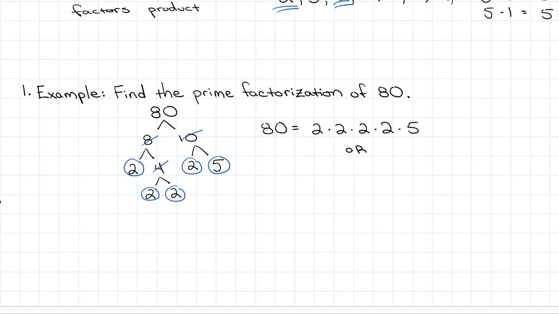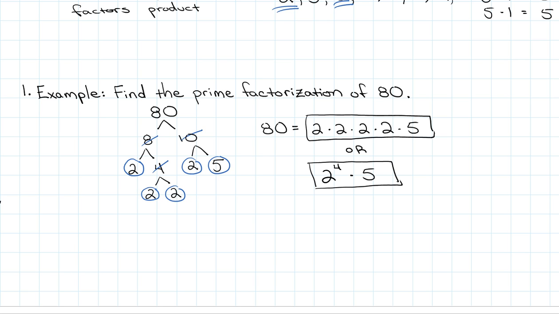Or, another way we could write that: 2 to the 4th power times 5. You could write it this way, or you could write it the second way. The second way here is written using an exponent on the 2. That's called exponential notation. If you don't feel comfortable writing it that way, that's fine. You don't have to write it that way. You could write it the way I wrote it on top right there. Okay? And that's how we find a prime factorization of a number.